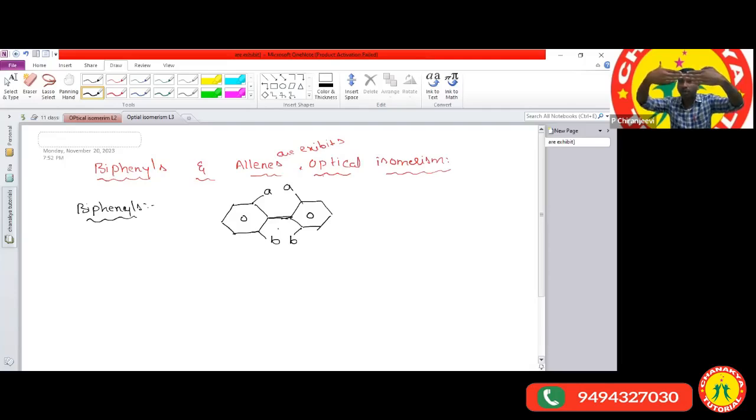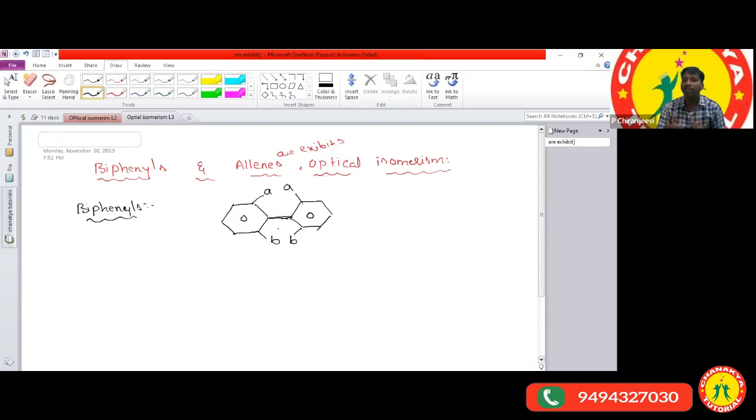So two are present in one plane. When two benzene rings are present in one plane, it becomes optically inactive. But in this one, one benzene ring is present in another plane. That means one benzene ring is exactly perpendicular to the other one.